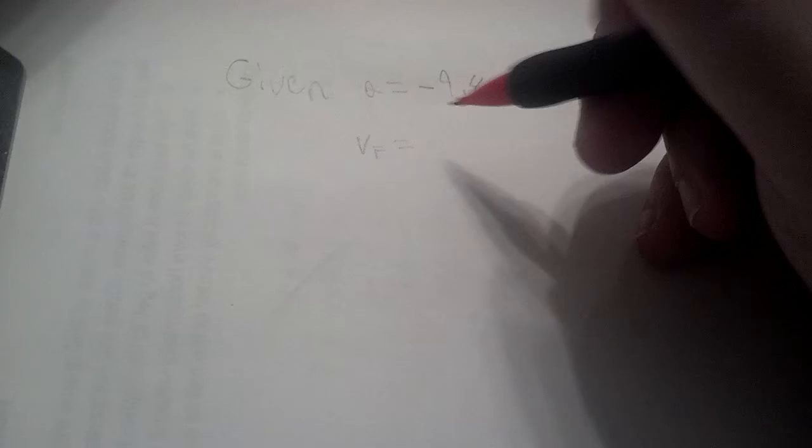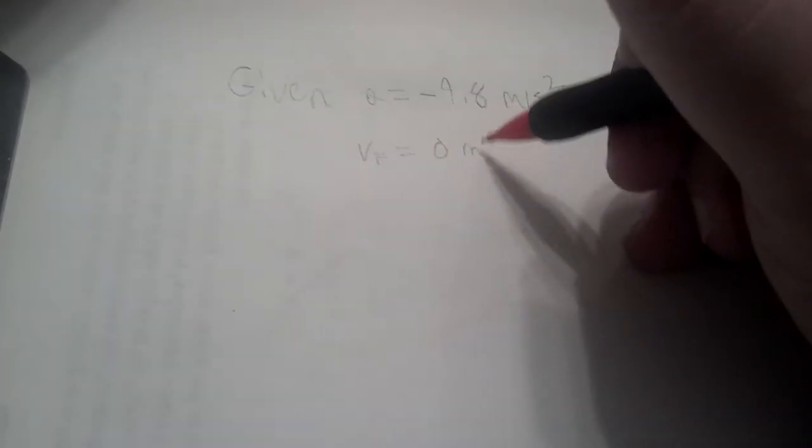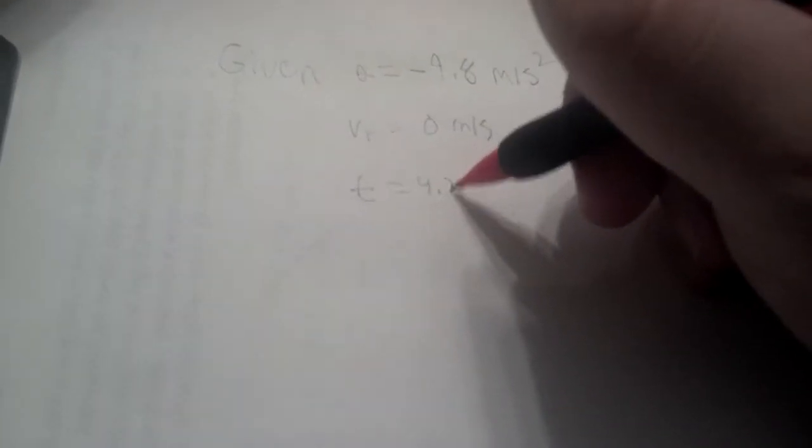This video is going to be my reassessment for the Kinematics standard. Alright, so you got the question in the email, so we'll just start with the givens. Things we were given in the problem is that acceleration is equal to negative 9.8 meters per second squared. Final velocity is equal to 0 meters per second, and the time is equal to 4.25.